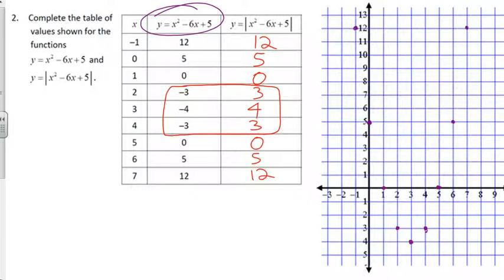Okay, what do I do with these points? Join them up, right? Because it is a parabola.